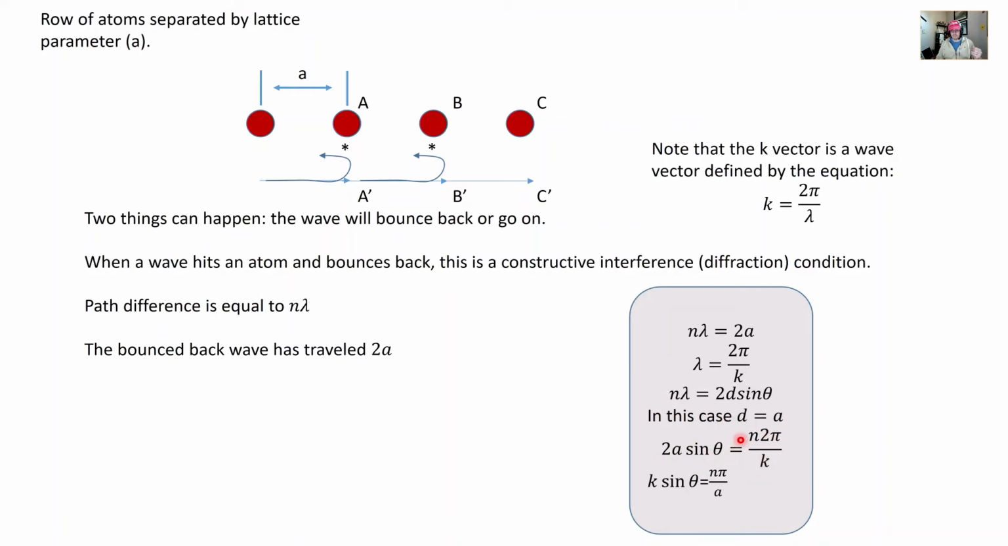So we've integerized some of this stuff, and we rearranged it. Anyway, k sine theta now equals n pi over a. So this is another form of Bragg's law. Combine this with the maybe lower quality description I've given you, and hopefully it becomes clear. Again, if you have any questions, let me know. Thank you.